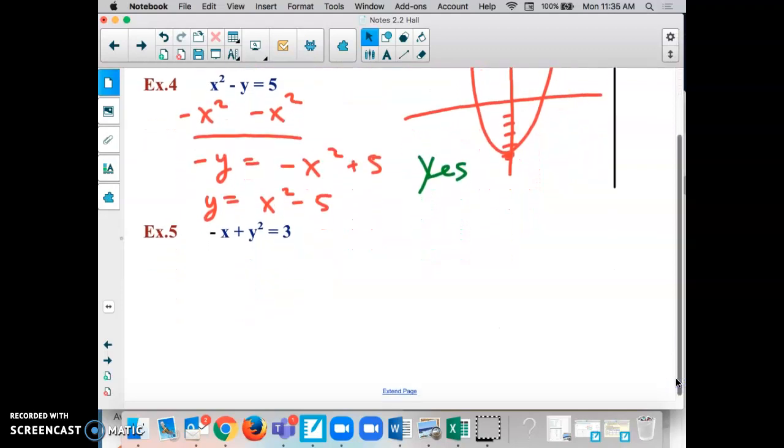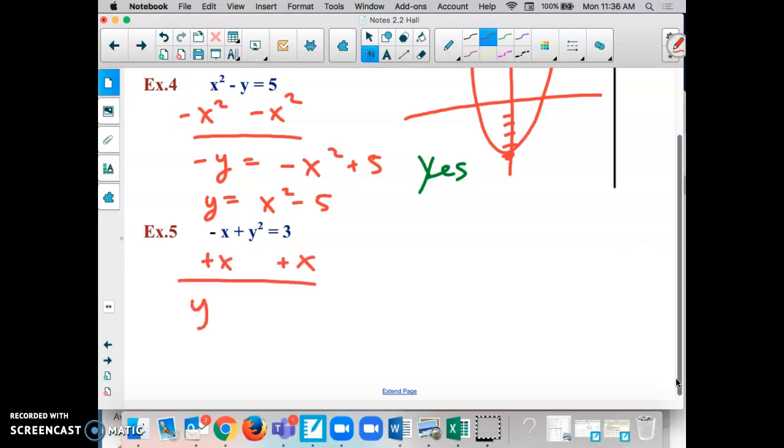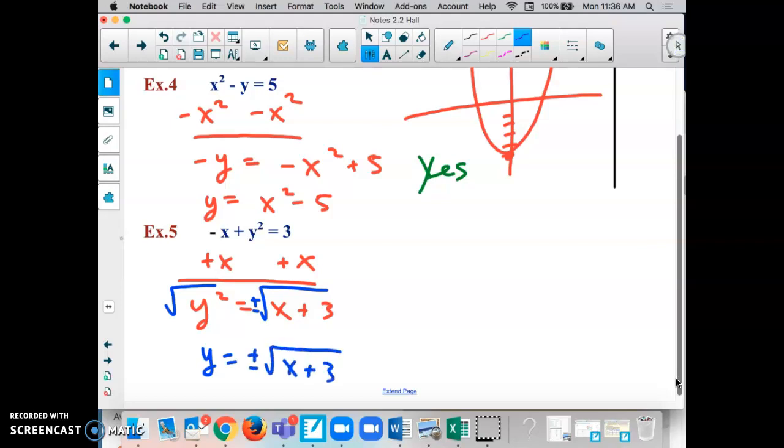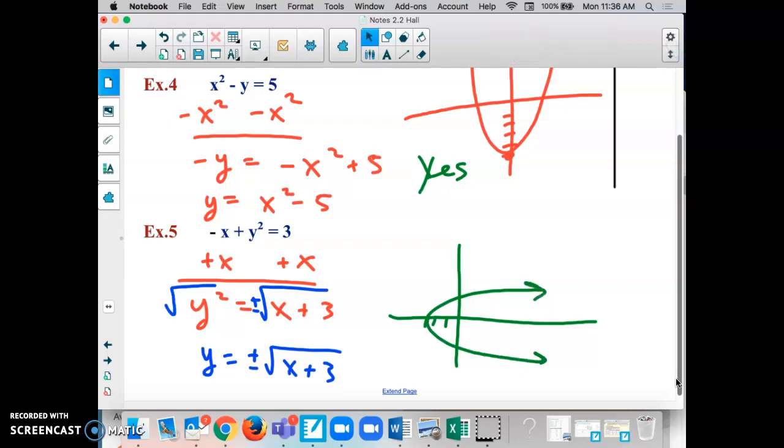So let's look at the second example. And I'll make this clear after I solve for y. Add x to both sides. y squared equals x plus 3. And now, you know what I'm going to do to solve for y. I'm going to take the square root, plus or minus, that's key. So y equals plus or minus the square root of x plus 3. Now, if I graph this, it would look something like this. It's actually the inverse of the parabola, shifted left 3. Now, obviously, you can see it would not pass the vertical line test, so therefore it's not a function.